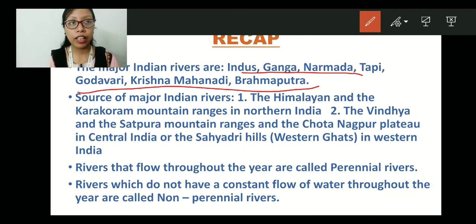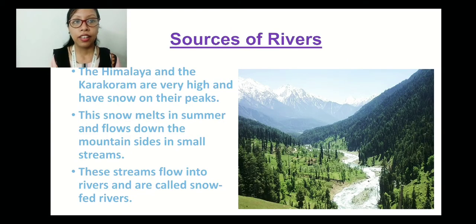Clear? Now let's move towards the next topic of discussion, that is sources of rivers. We have already discussed the main sources. Let us discuss in detail. The first one we have come to know is the Himalaya and the Karakoram. Right, the Himalaya and the Karakoram ranges, where are they located? They are located in northern India.